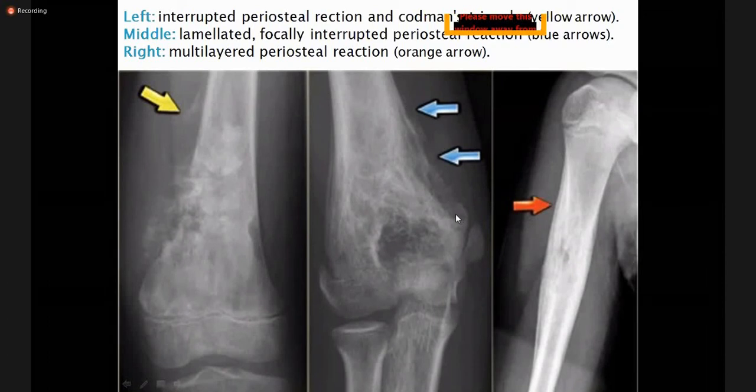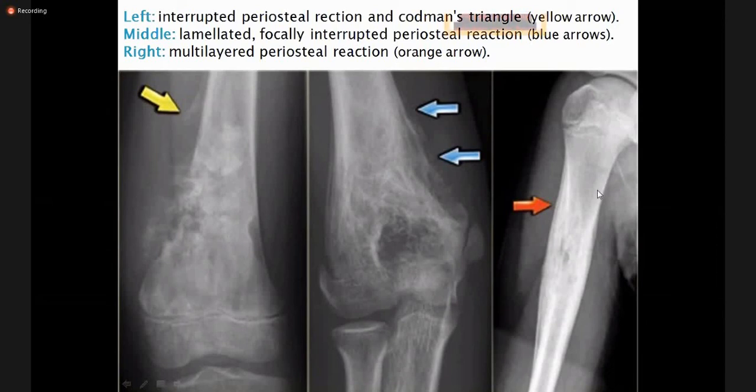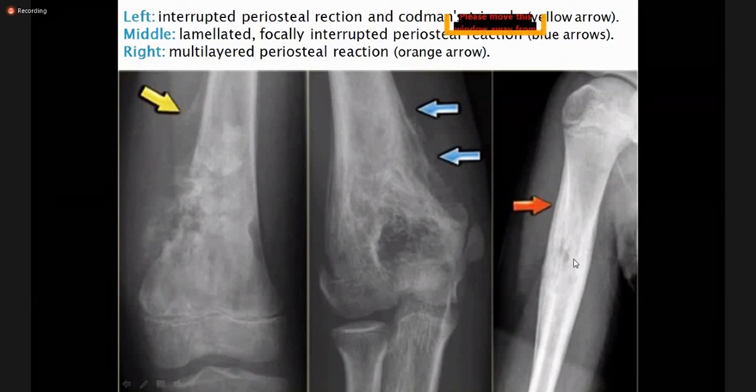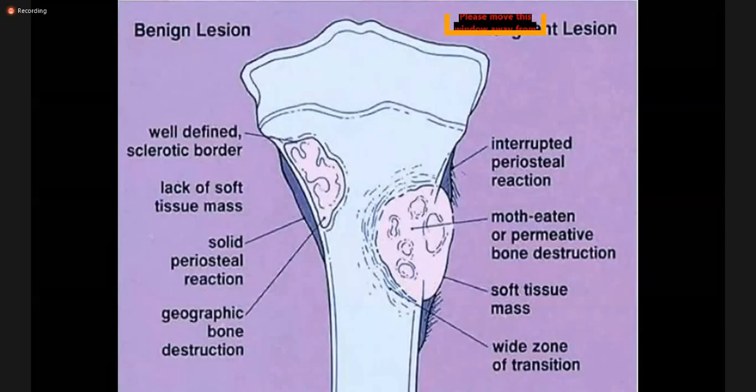So this is a focally interrupted periosteal reaction. Here are multiple lines going here and there in continuation. So this is the lamellar or onion skin periosteal reaction, which most commonly occurs in Ewing sarcoma, and the differential in these cases would be infection or osteomyelitis.